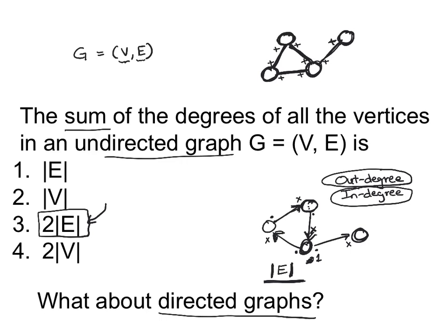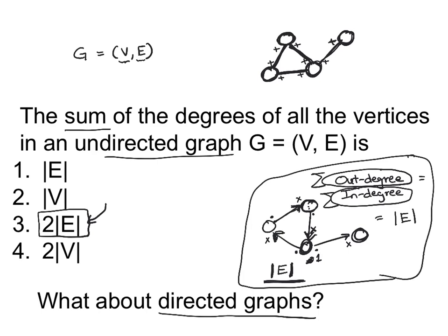So the sum of the out degrees of all the vertices in a graph is equal to the sum of the in degrees of all the vertices in a graph, which is equal to the total number of edges. And this is the case for directed graphs. For undirected graphs, that sum is twice the number of edges. For directed graphs, that sum is split evenly between the out degrees and the in degrees, and each of them has a summation that's equaling the total number of edges in the graph.